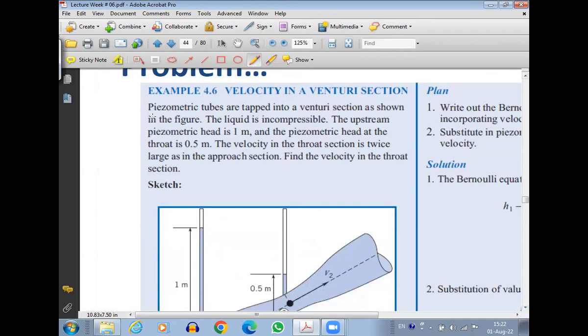So we have piezometric tubes tapped into a Venturi section as shown in the figure. The liquid is incompressible, so that means it's a liquid which is flowing through the Venturi meter. The upstream piezometric head. Now, first of all, do you have an idea of what is the difference between upstream and downstream? This comes from the basic understanding that water flows top to bottom.